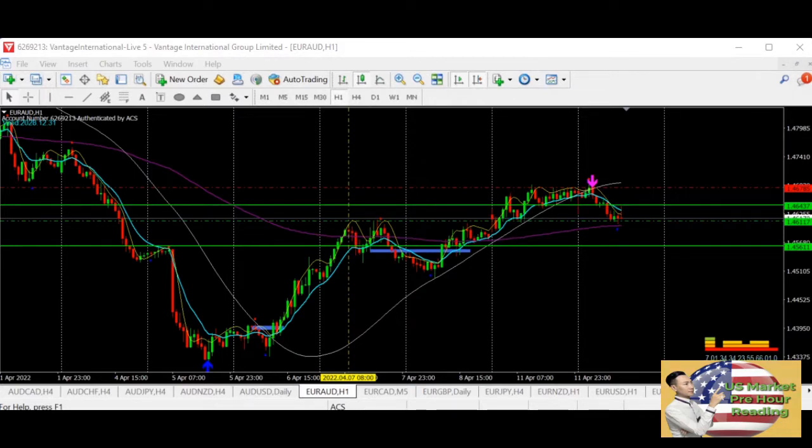Okay, so Euro Aussie, I'm going to key in. Okay, and why is that? So it's actually in the bear market, and now it's very near to the support. So we still have a chance to sell.